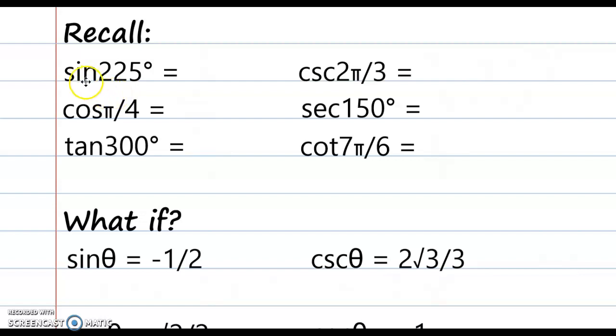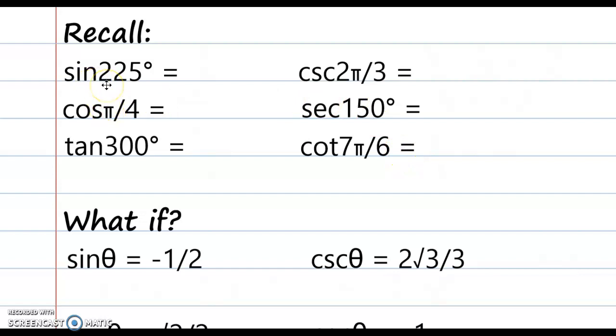And on the unit circle, the sine function is equivalent to the y-coordinate, cosine is the x, tangent is the y over the x, cosecant is the reciprocal of sine, so it's 1 over y, secant is the reciprocal of cosine, so it's 1 over x, and cotangent is the reciprocal of tangent, so it becomes x over y.